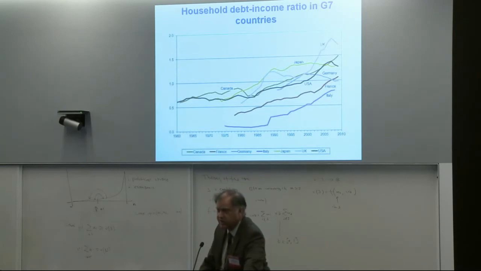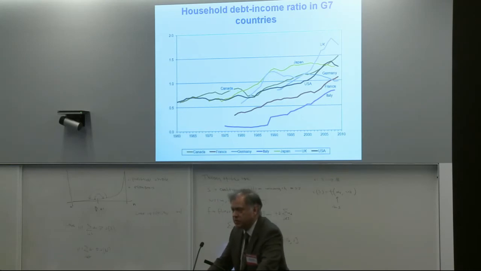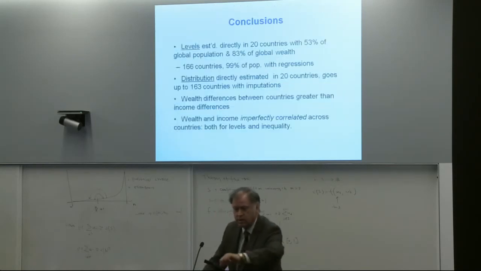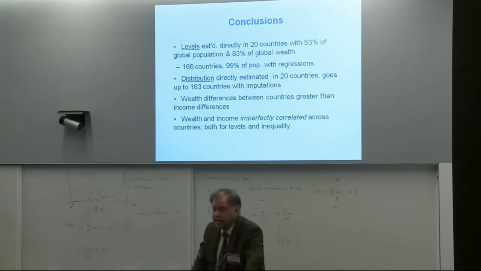This is the debt-to-income ratios in G7 countries. Those have been on a tear. And, of course, what's disturbing for Canada is we're still going up. Our debt-to-income ratio now is 167% in the most recent data, which are not quite in there. But the familiar pattern. And then, of course, there's been a substantial correction in the UK and the US and so on. Okay, so my conclusions.